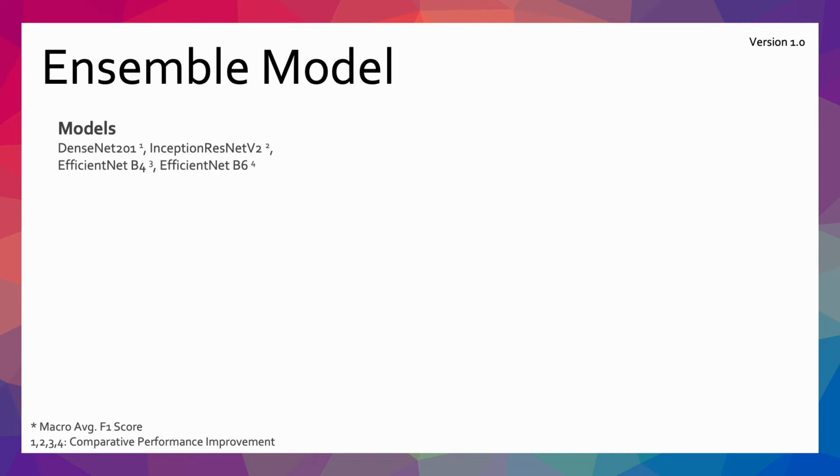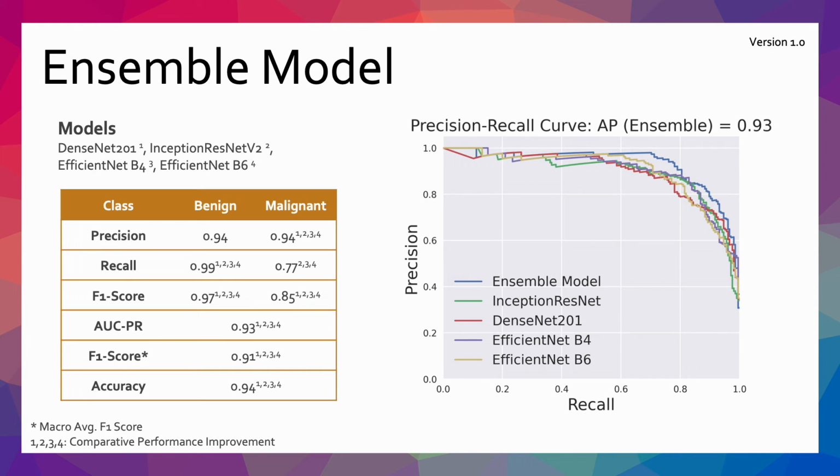After all the training results, the 4 top models chosen are DenseNet 201, Inception ResNet V2, EfficientNet B4, and B6. In this case, we obtain an F1 score of 0.91, an accuracy of 0.94, and area under the precision recall curve of 0.93. In general, a performance boost is seen across all the chosen metrics used for analysis, such as precision, recall, and F1 scores. The precision recall curve is depicted on the right.